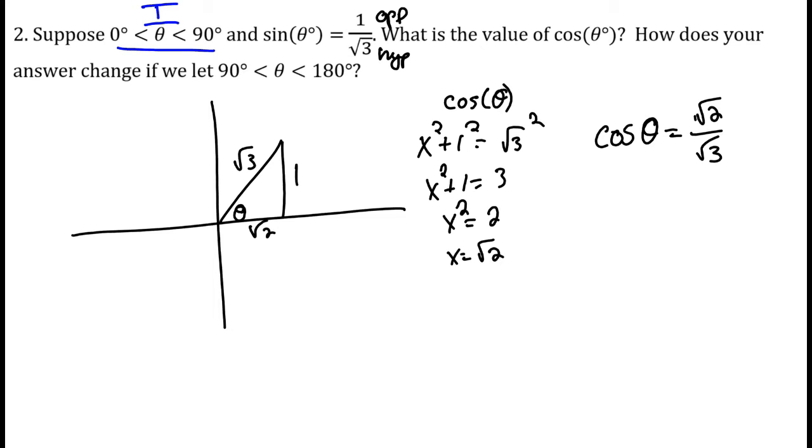How does our answer change if we let theta be between 90 and 180 degrees? So how does this change my answer if I go into quadrant 2? Well, a point in quadrant 2 is negative x, positive y. So remember, cosine is our x values. This value would be negative because in quadrant 2, x is negative, which means that cosine is negative. We can't use the unit circle here because our hypotenuse is not 1. We're not on the unit circle, but we can still use right triangle trig from last year.